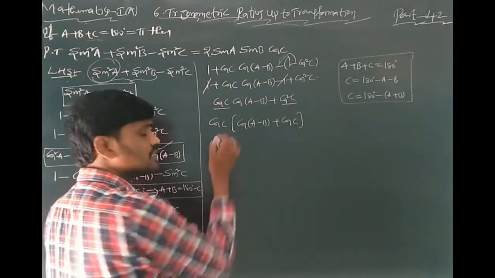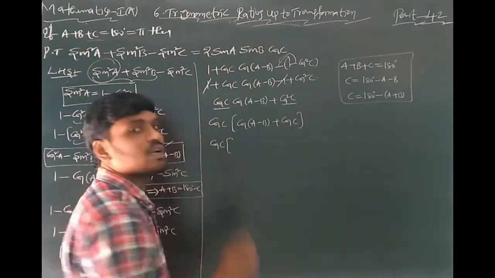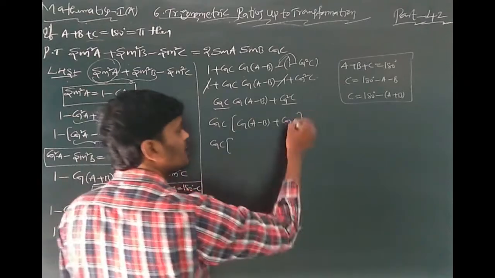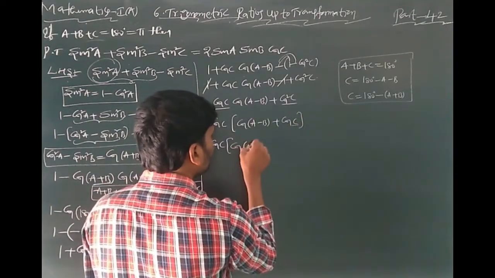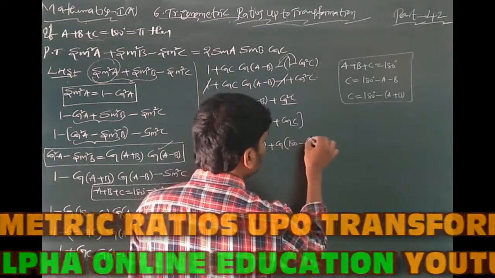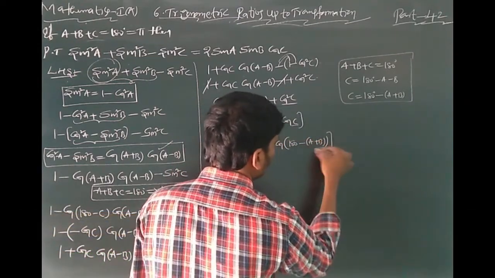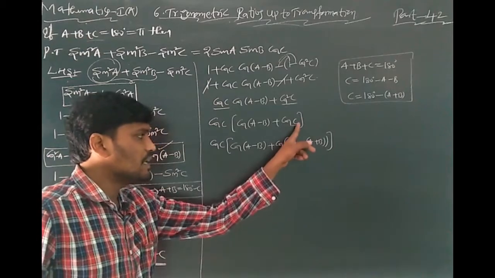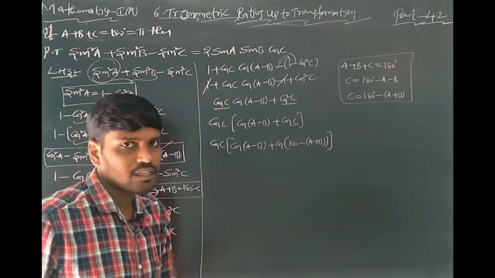Cos C. Here cos C is similar. In this place, you can write 180 minus of A plus B. See students, once again I explain. In place of C, you can write 180 minus of A plus B.